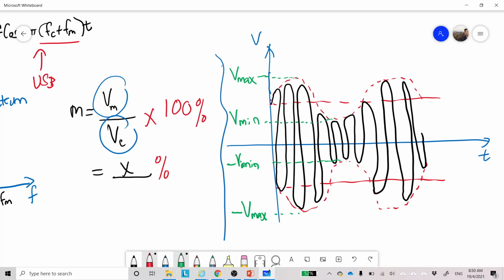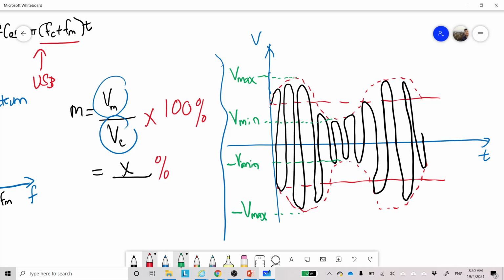So we get the answer. This is what we call the AM. This graph is what we call the AM waveform. The students always confuse between waveform and spectrum. Waveform is time domain, spectrum is frequency domain. So don't confuse between both of them.